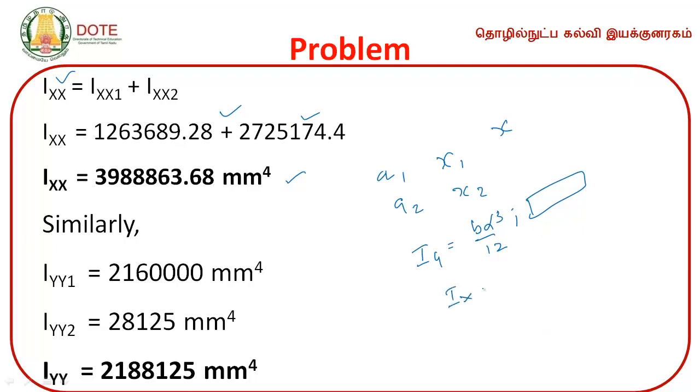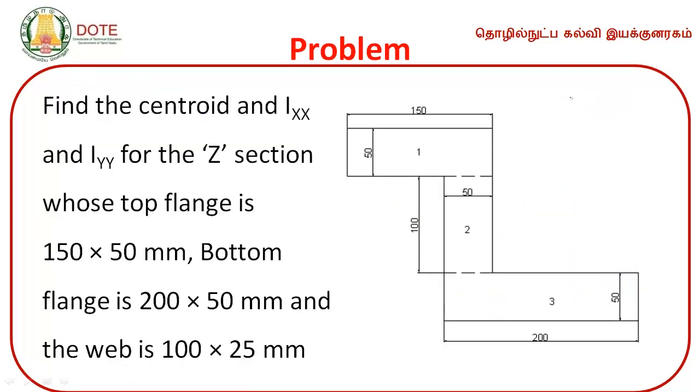From this we find Ixx. What is Ixx? Ig plus AH square. So first we find Ixx1, then Ixx2. Finally we calculate the value of Ixx as Ixx1 plus Ixx2. The same procedure is repeated for Iyy. Similarly we calculate Iyy. So the section we have seen now is a T section. In this second problem we are going to look at a Z section.